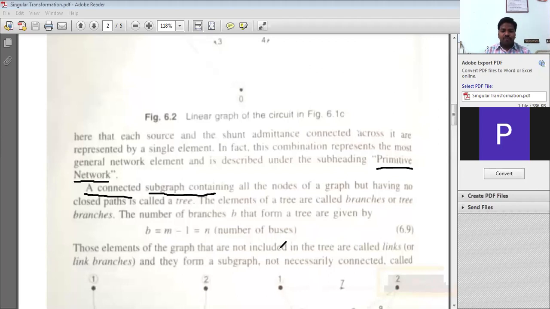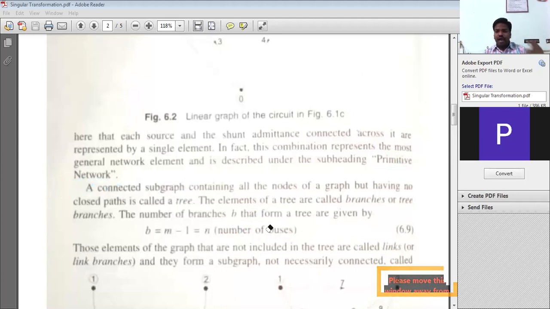Okay, so the number of branches B that can form a tree are given by this formula. You can use this formula for obtaining the number of branches. Or you can also consider that as the number of buses or number of branches. You can call it however you like.